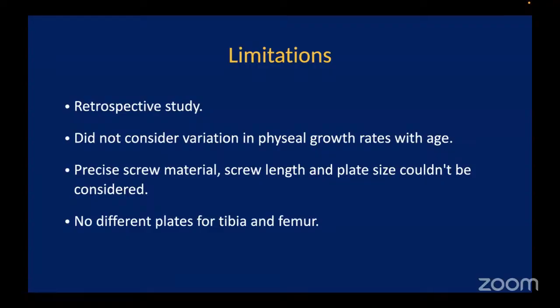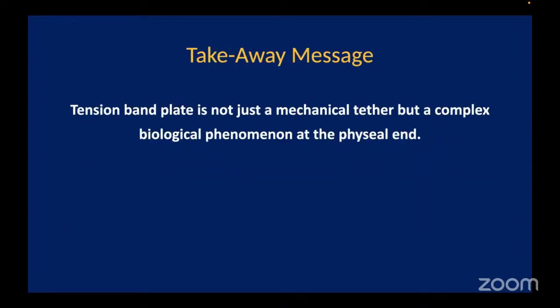And the limitations of the study would be the retrospective design. It did not consider variation in the physeal growth rate with age, and the precise screw material, screw length, and plate size could not be considered, and there was no different plate for tibia or femur, as there is a difference in the contour of both the bones. So the takeaway message that I learned was that the tension band plate is not just a mechanical tether, but a complex biological phenomenon at the physeal end.